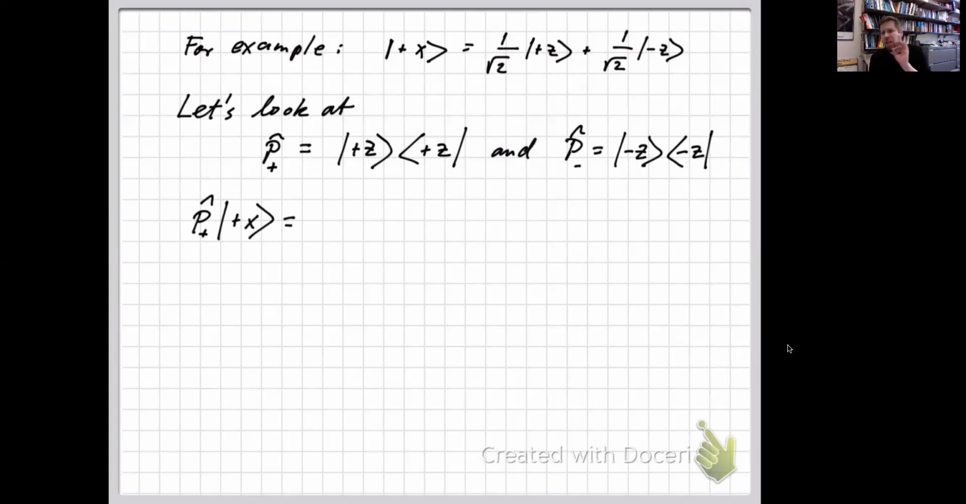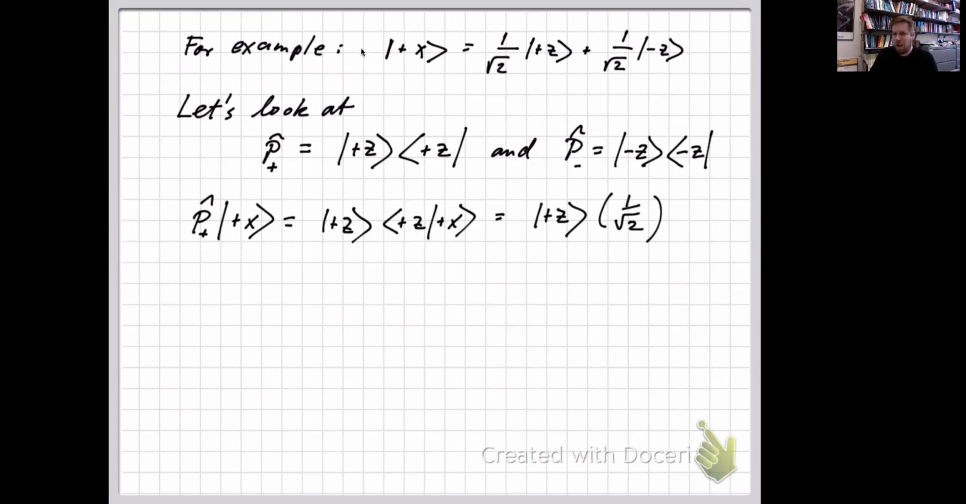So we want to project this spin state plus x onto the plus z state. All right, and we get this nice inner product of plus z with plus x. We can very easily evaluate that because that is simply 1 over the square root of 2. If you don't believe me, you can come up here and put a plus z bra on the left. This goes away and you're really just picking out this particular number there.